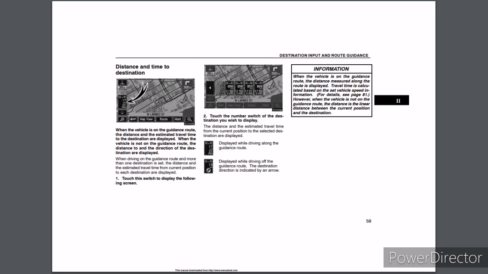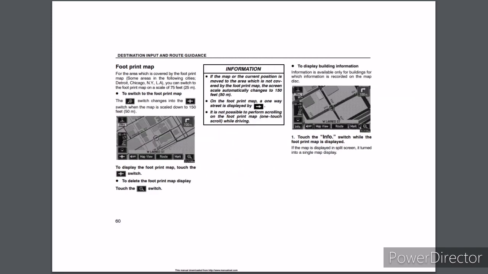Displayed while driving along the guidance route. Displayed while driving off the guidance route. The destination direction is indicated by an arrow. Information: When the vehicle is on the guidance route, the distance measured along the route is displayed. Travel time is calculated based on the set vehicle speed information. For details, see page 81. However, when the vehicle is not on the guidance route, the distance is the linear distance between the current position and the destination.